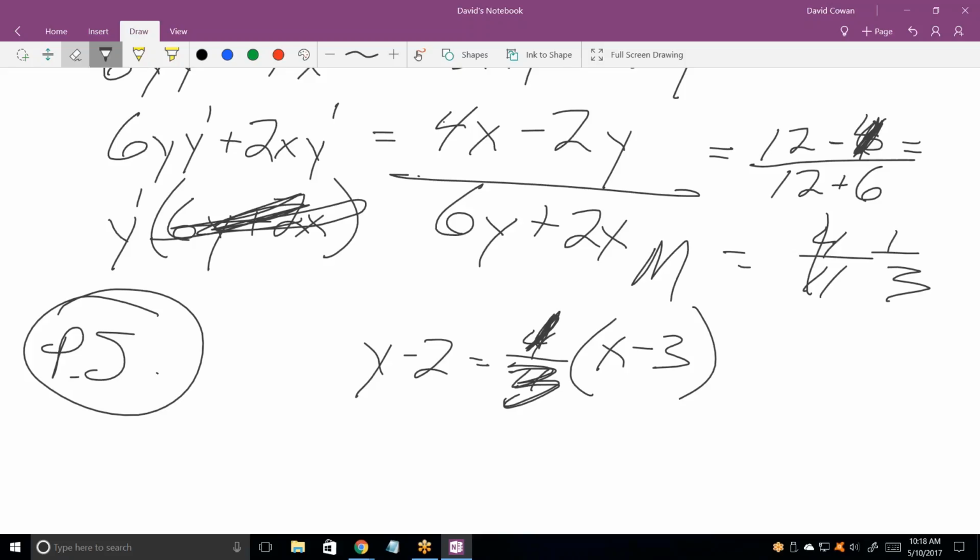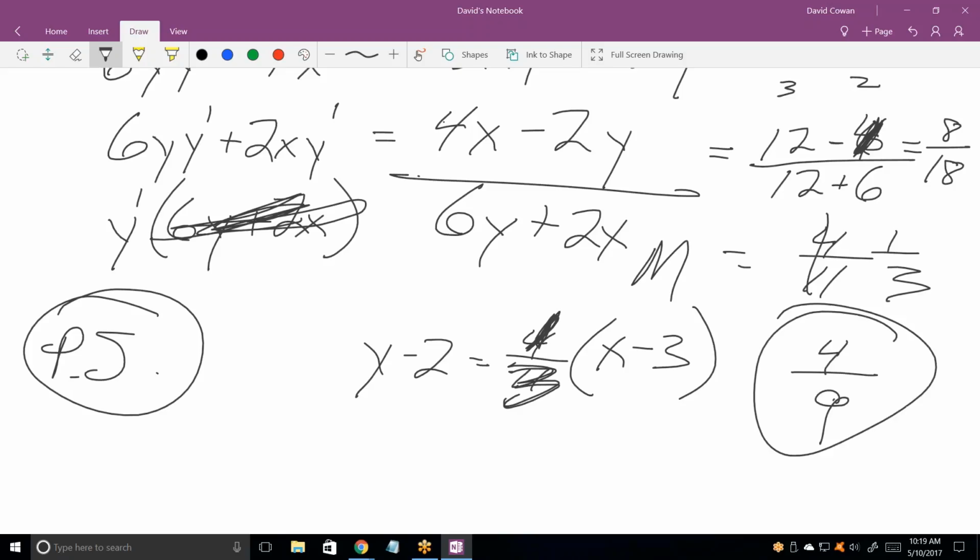The x-coordinate was 3. The y-coordinate was 2. So it's 12 minus 4 on top. On the bottom, it's 12 plus 6. So I'm getting 8/18ths. Okay. 4/9. Yep. I did, okay. Thank goodness. Only took me 3 times. I know, me too. That's what I'm saying.